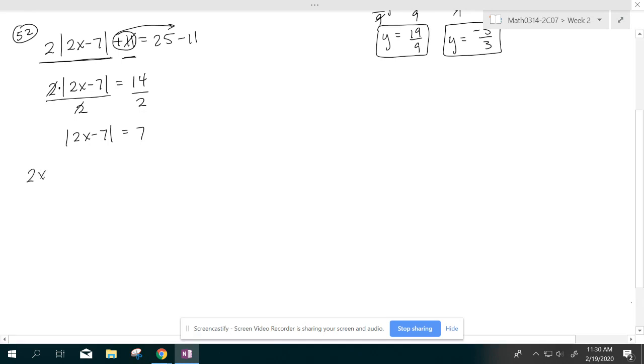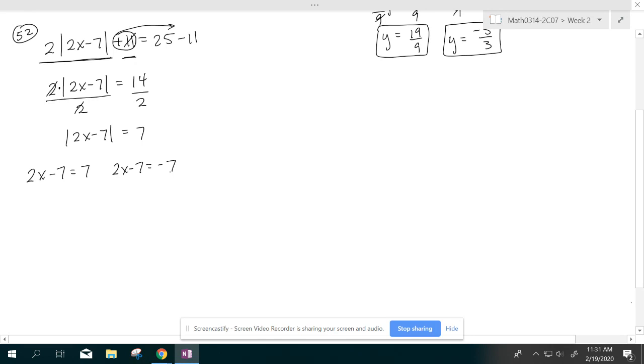And now we split it in 2. 2x minus 7 equal to 7. And we know that 2x minus 7 equals negative 7. So you have to set it up now with 2 equations and solve both of them. Most common mistake on a test, people will forget that you have to do the negative 7 part, and they'll only do the one solution, okay?